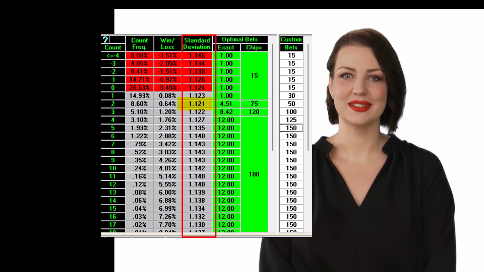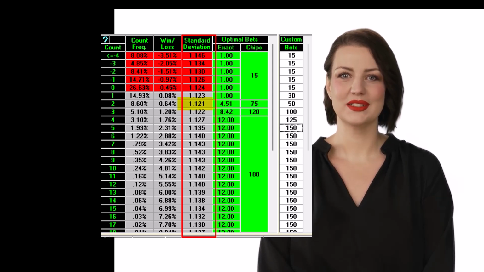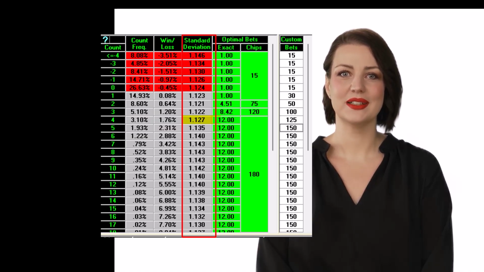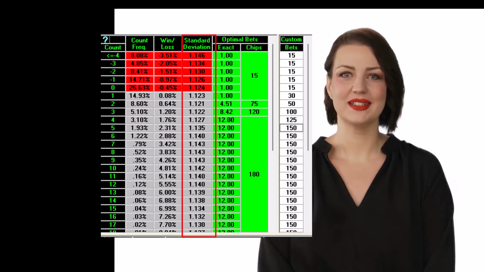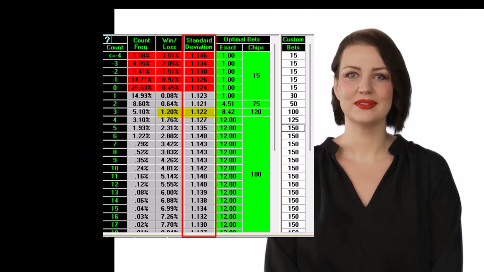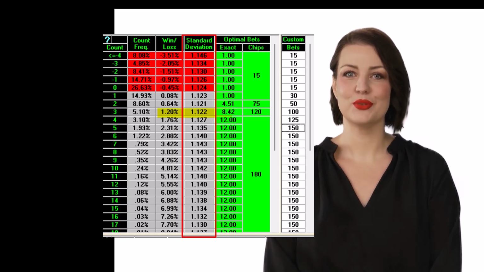At true count of 2, the standard deviation is 121. At true count of 4, the standard deviation is 127. This represents the statistical variability of the results at that count. Think of standard deviation as how volatile Blackjack is at that true count. Blackjack has enormous short-term variance relative to its small mathematical edge. For example, at true count of 3, expected value is equal to +1.20%, but standard deviation is equal to 122. That enormous difference explains why having a mathematical advantage doesn't mean you're going to win tonight.